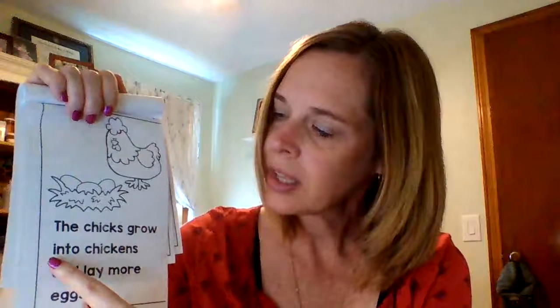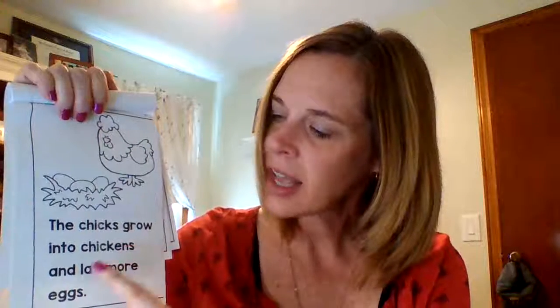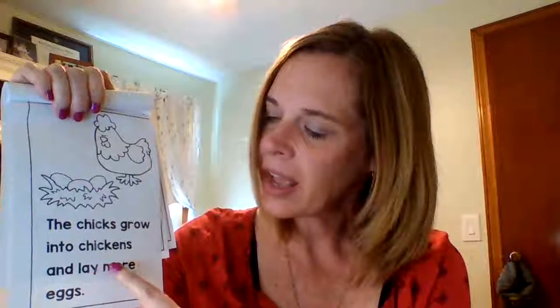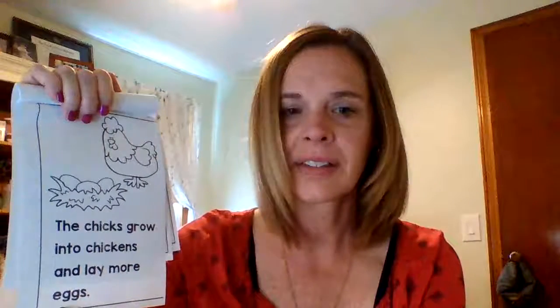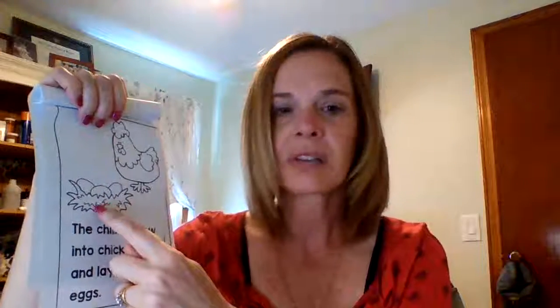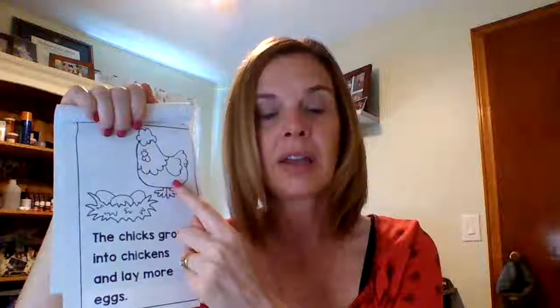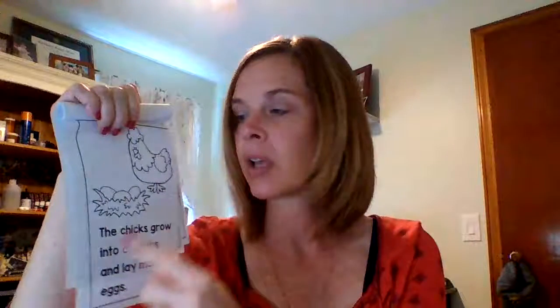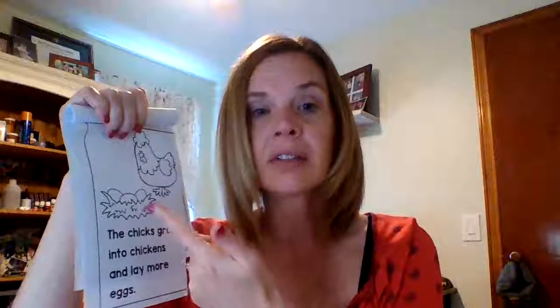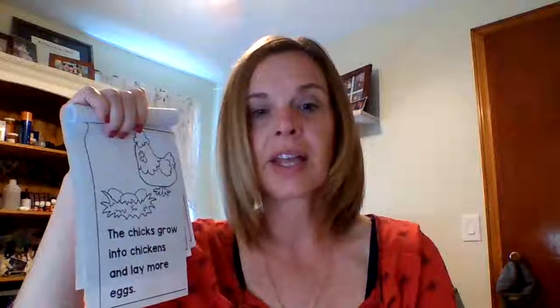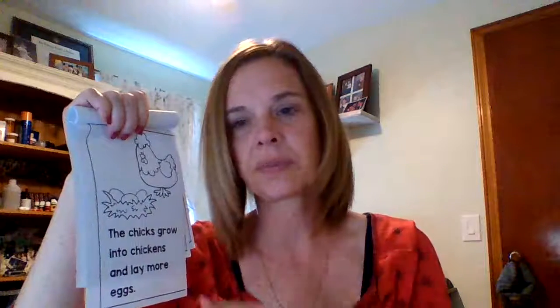The chicks grow into chickens and lay more eggs. So those baby chicks will hatch. They will grow into chickens. If they're a girl, they will be a hen. If they're a boy, they will be a rooster. If they grow into a girl hen, then those hens can begin laying their eggs and the life cycle continues.